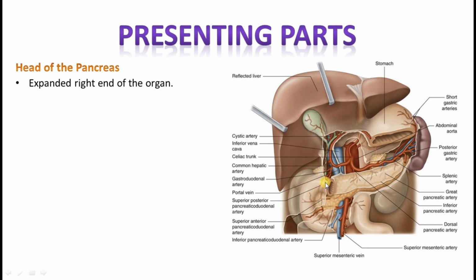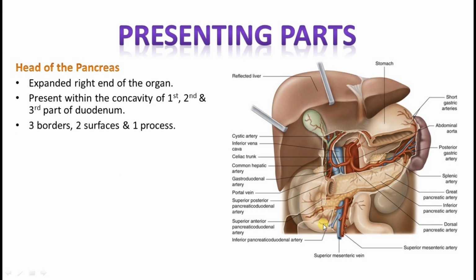Then it has a superior border, right lateral border and inferior border. Because of this, the head is contained within the first, second and third parts of the duodenum.